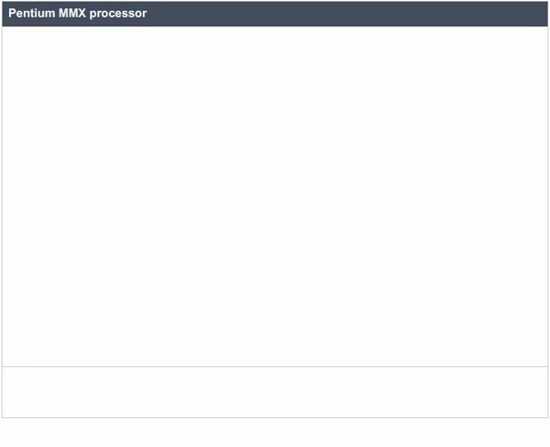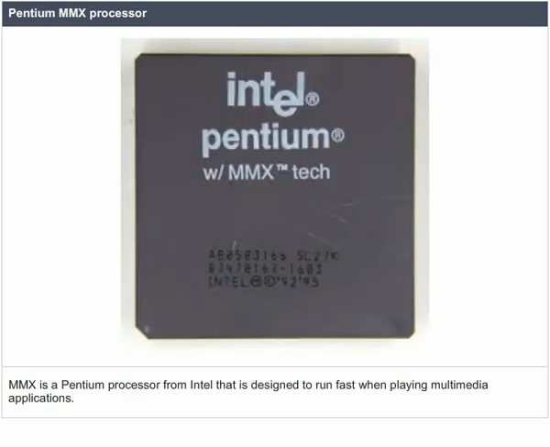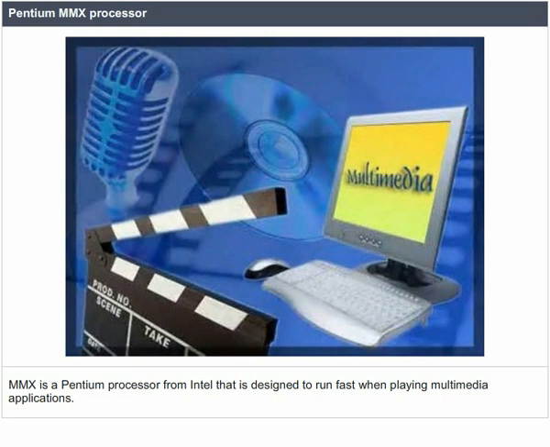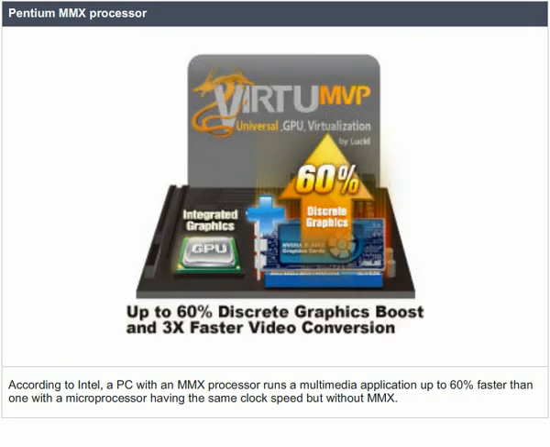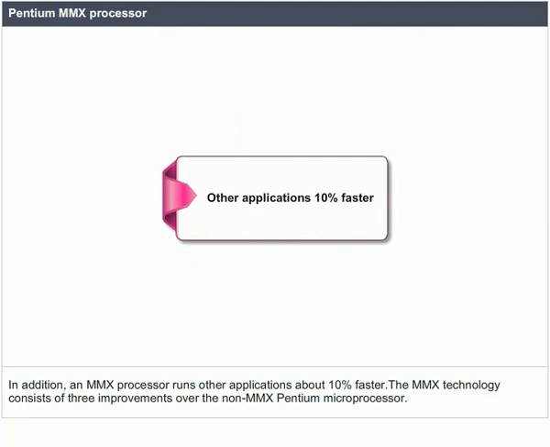Pentium MMX processor. MMX is a Pentium processor from Intel that is designed to run fast when playing multimedia applications. According to Intel, a PC with an MMX processor runs a multimedia application up to 60% faster than one with a microprocessor having the same clock speed but without MMX. In addition, an MMX processor runs other applications about 10% faster.